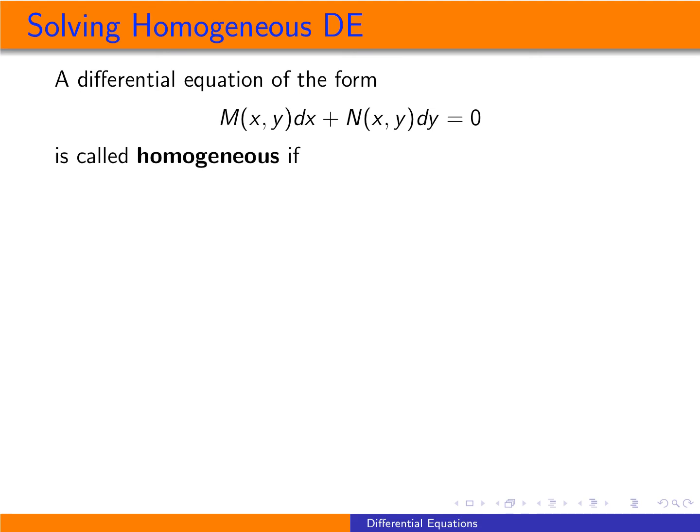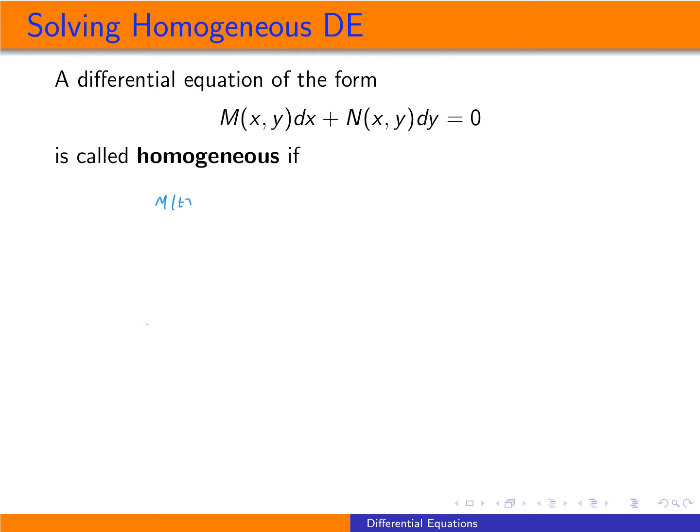A first-order differential equation is called homogeneous if it can be put in this form: M dx plus N dy equals 0, with M and N both homogeneous functions of the same order. And we've discussed what the characteristics are to look for, but let me just remind you what it means for those functions to be homogeneous.